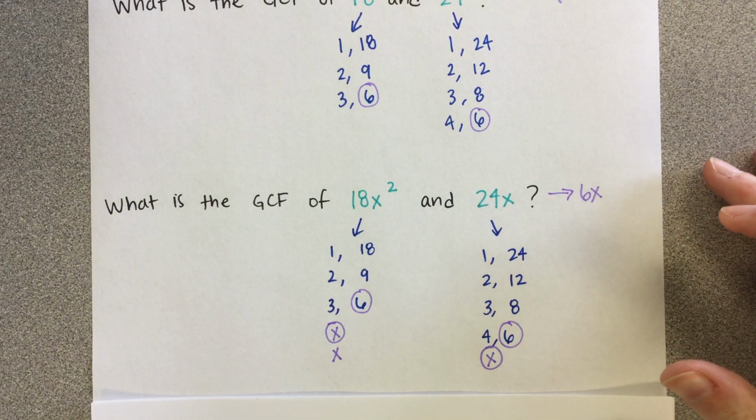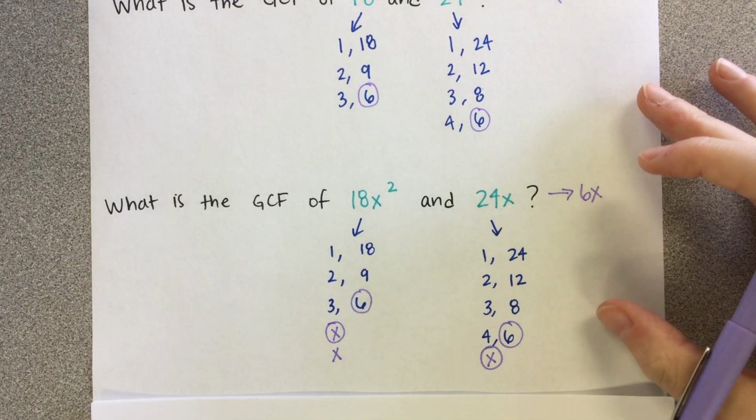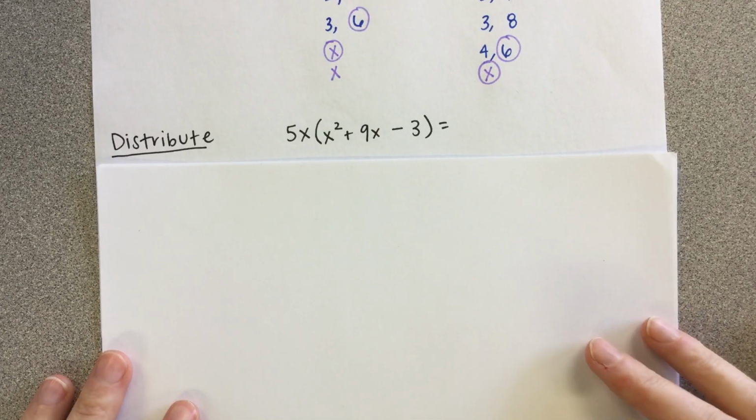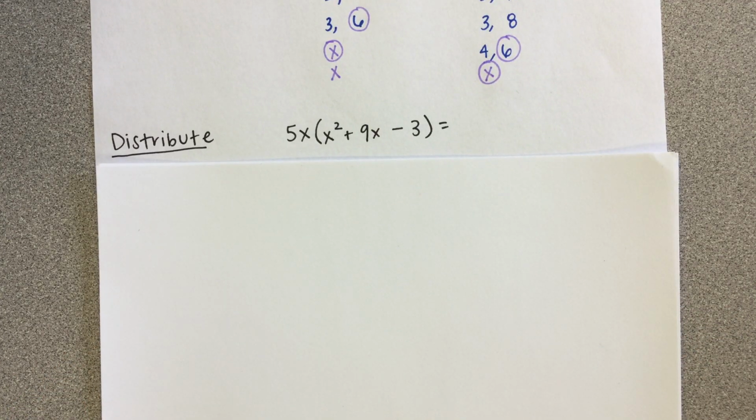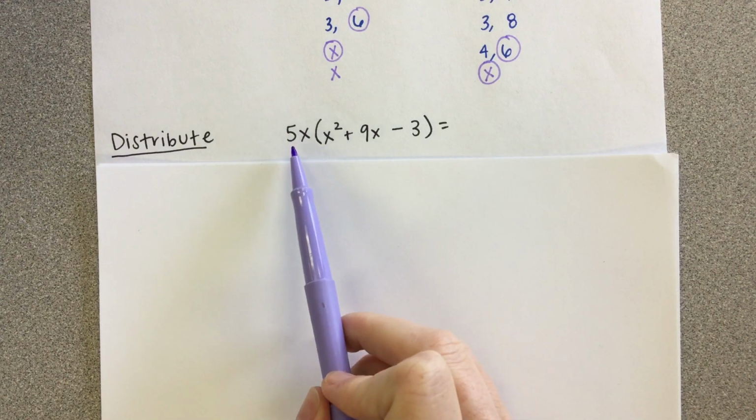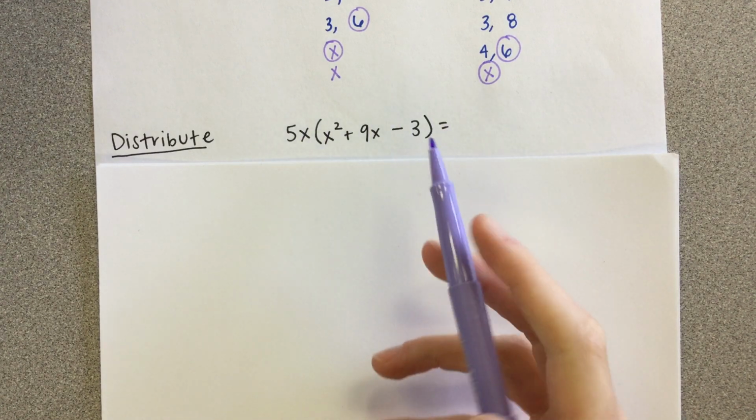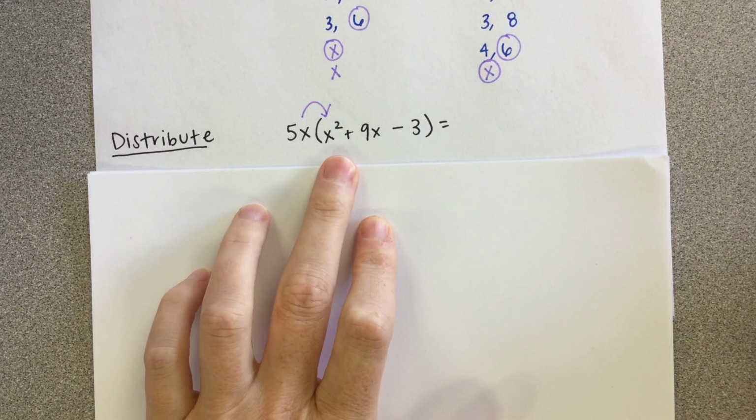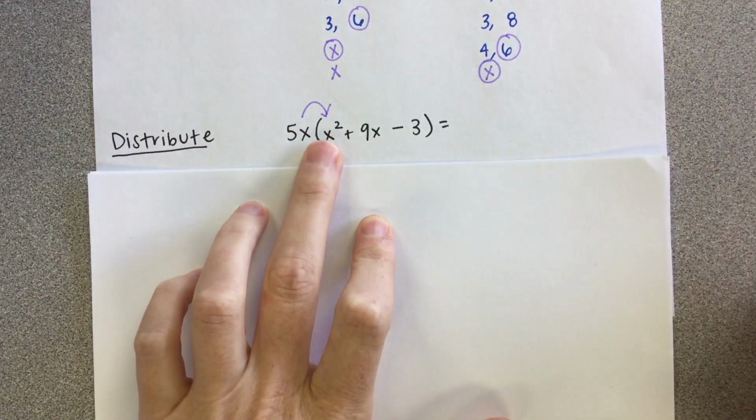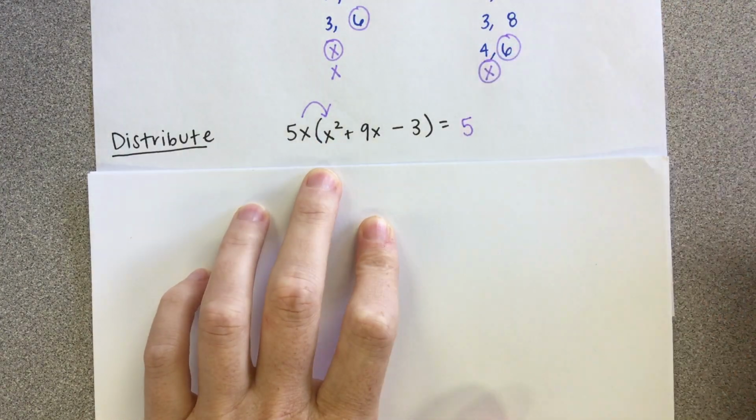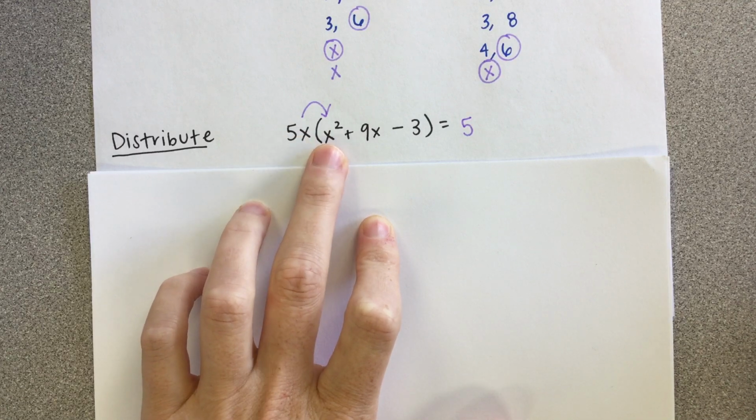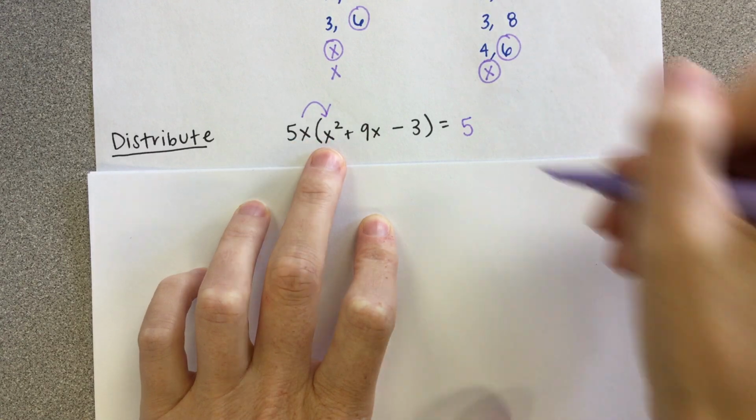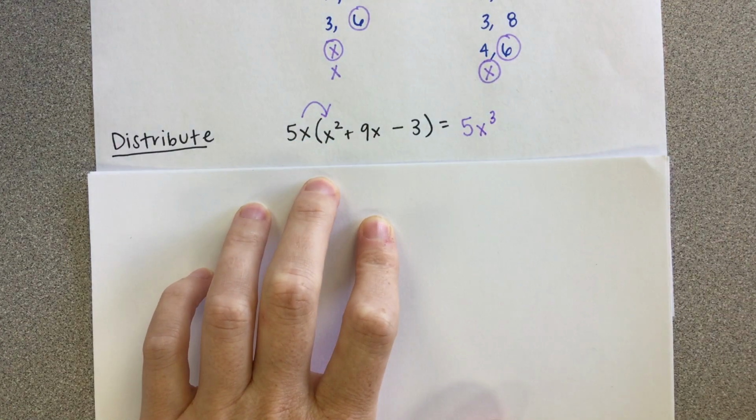Okay, we're going to take a break from GCF for a second, but then we'll tie it all back together. But let's consider a problem that just asks you to distribute. So this is something you've probably been doing for a while. Distribute means to multiply whatever is outside the parentheses by everything inside the parentheses. And so often teachers will draw arrows like this. So 5x times x squared. Well, 5 times the coefficient of 1 is 5. X times x squared, well, remember x squared is x times x, so we've got x times x times x, so x to the third power.